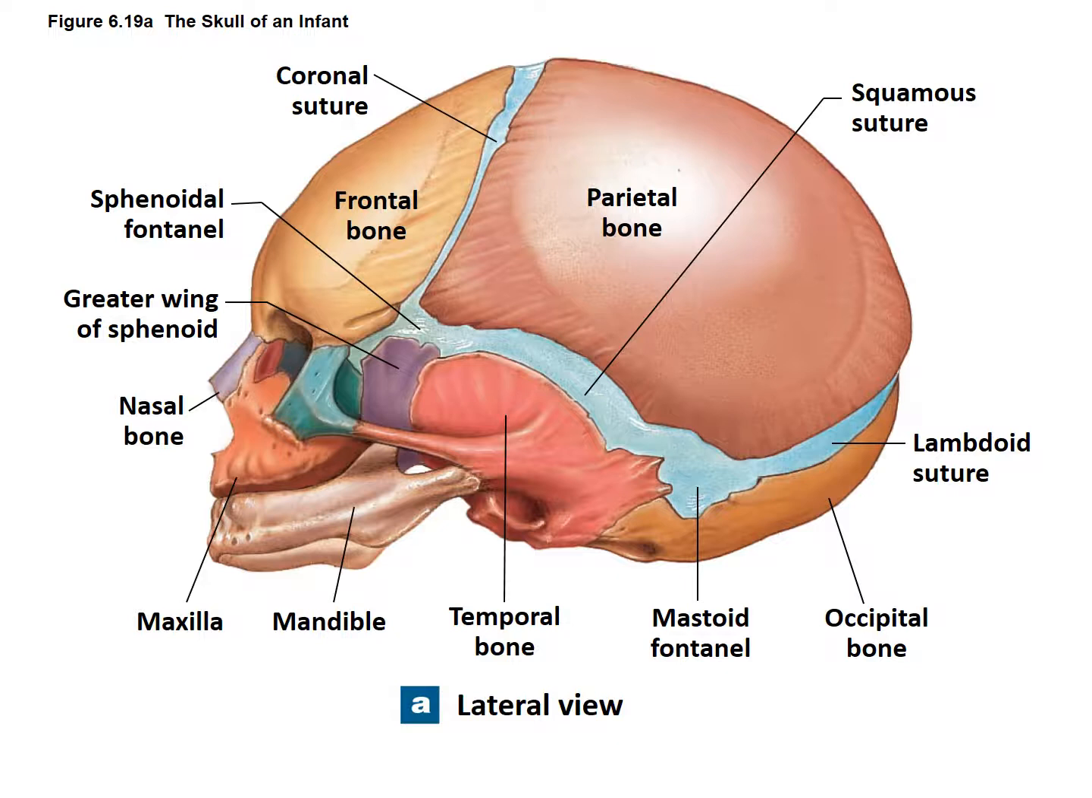Finally, we have the mastoid fontanelle. This is bounded by the parietal, occipital, and temporal bones. In adults, it's called by some surgeons the Mercedes point because of how it appears like the Mercedes symbol. It's used by surgeons to orient themselves.